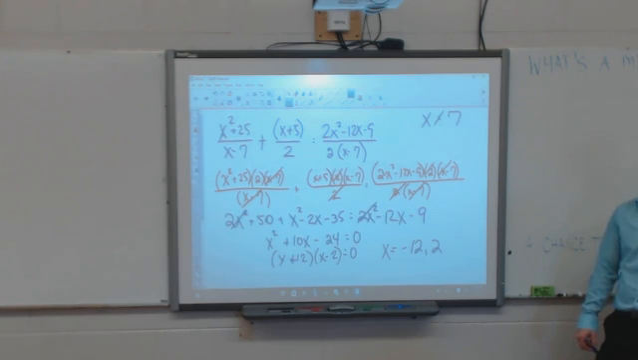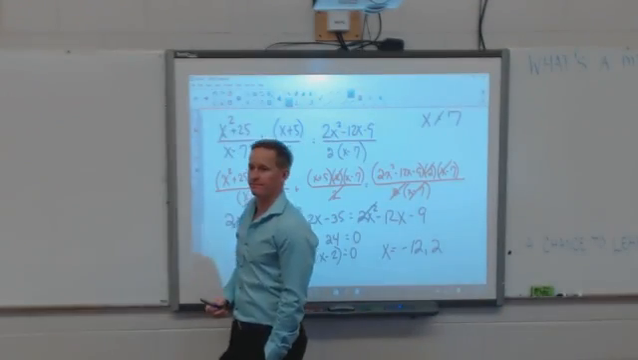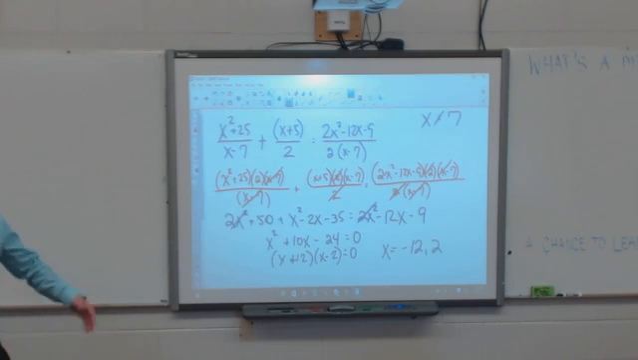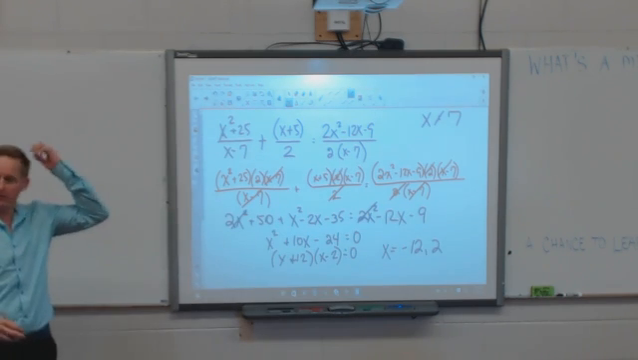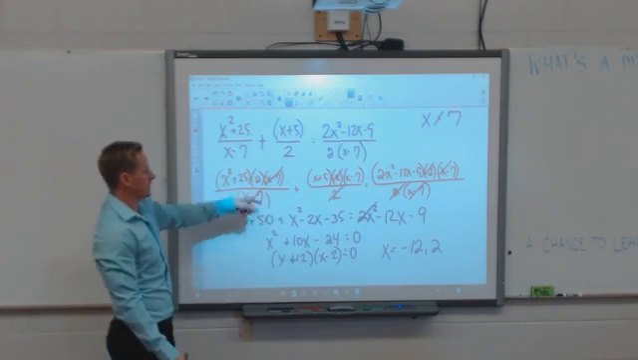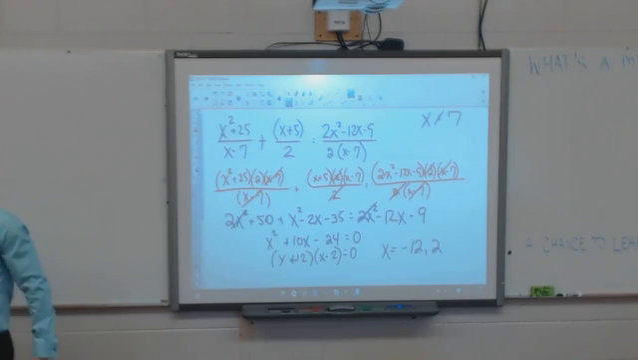Now, in theory, you should pop these back into the original equation and check your solution. But as you can see, there's a lot of work already. But if you have time, you should be able to pop this into the equation and simplify it, and you would get the same on each side. Okay?